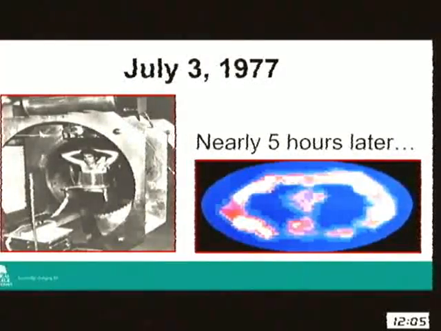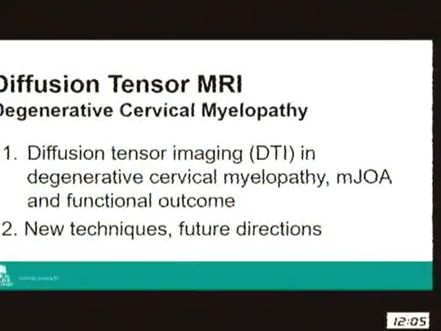And as Shaker already discussed, we're going to be talking a little bit more about diffusion tensor imaging and degenerative cervical myelopathy. So first I'll talk about DTI and myelopathy, focusing on the MJOA and functional outcome, and then talk a little bit about some new techniques and future directions to make this more clinically applicable for everyday use.